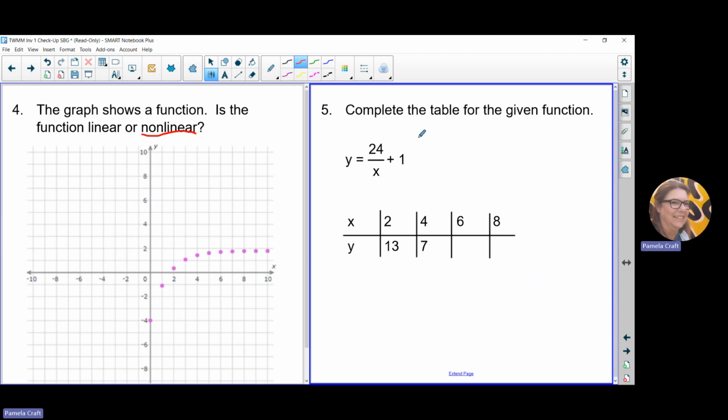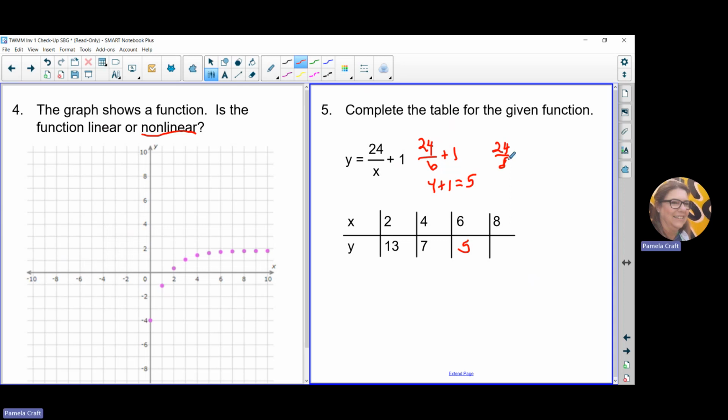So the first one that we have to do is 24 divided by 6. And again, we're going to add 1 to that. So 24 divided by 6 is 4. And 4 plus 1 is 5. So if you didn't get that right, putting that math on there is what you need to show for your notes. The next one, we have 24 divided by 8.